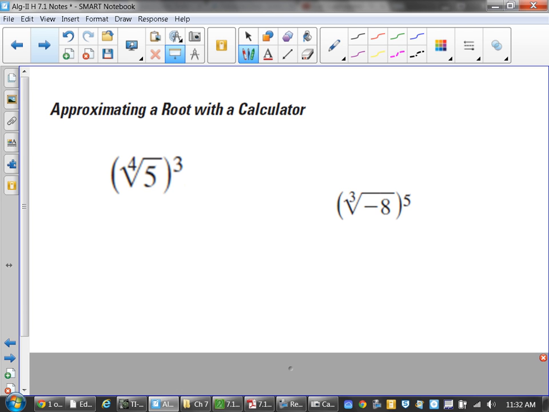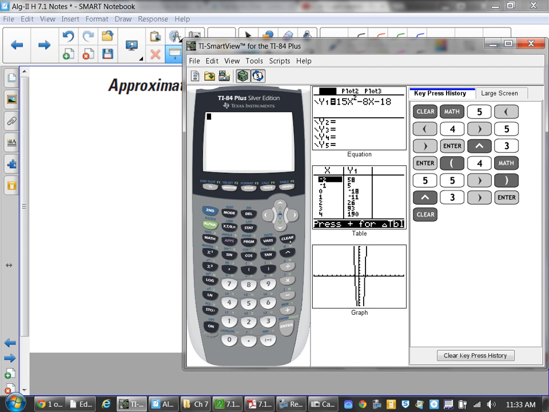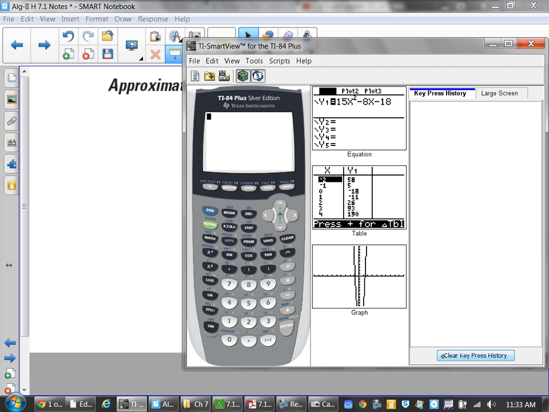Let me show you guys how to put this stuff in the calculator. Let's do the 4th root of 5 all cubed. You have to know how to type it in the calculator. It's in the math button.